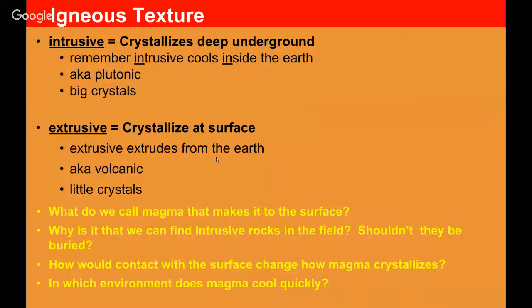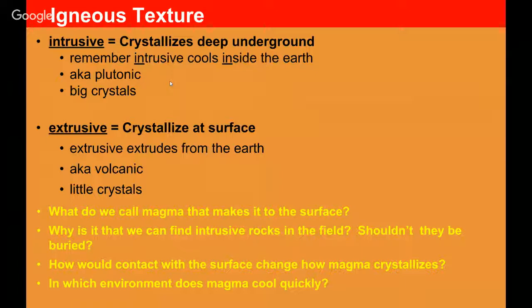Texture is essentially how big the individual crystals in the igneous rock are. Can you see individual crystals, or are they microscopic? When we look at these igneous rocks, we're trying to decide, are they intrusive? Did they crystallize deep underground? The way I remember this is intrusive cools inside of the Earth, also commonly known as plutonic. Those have big visible crystals. You can make out individual mineral grains.